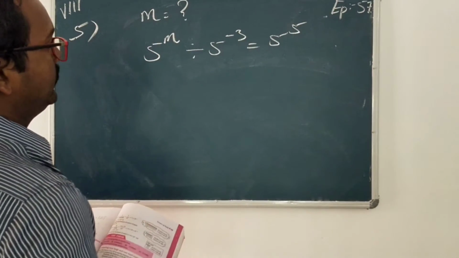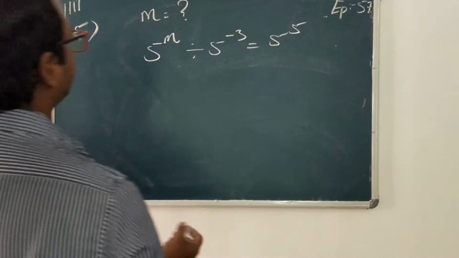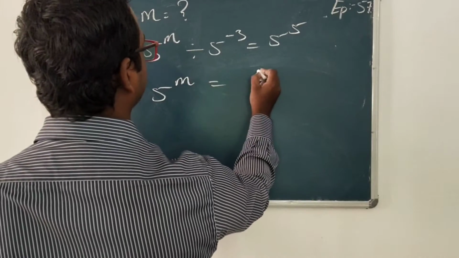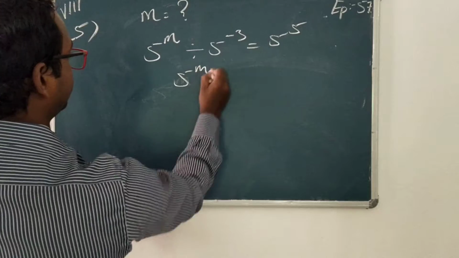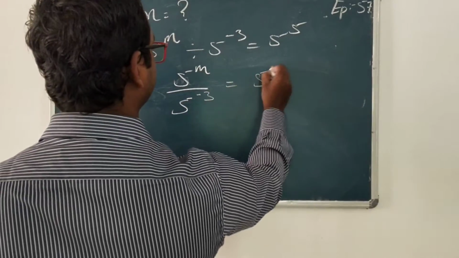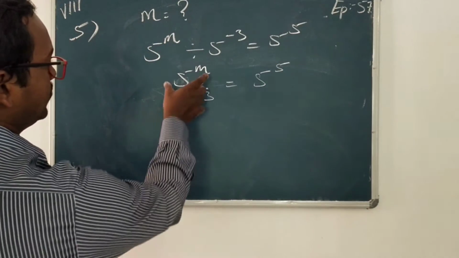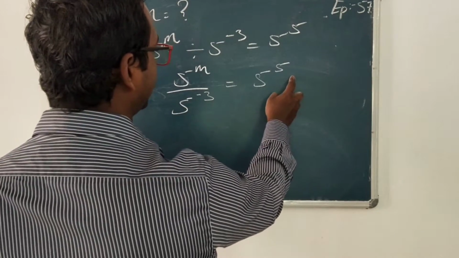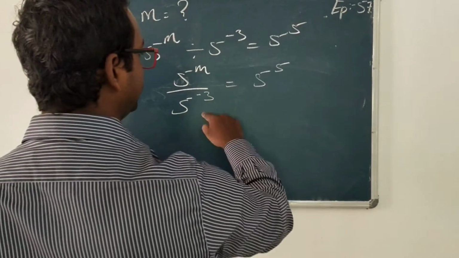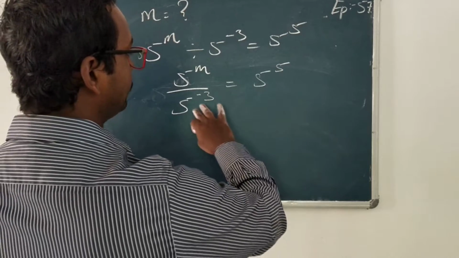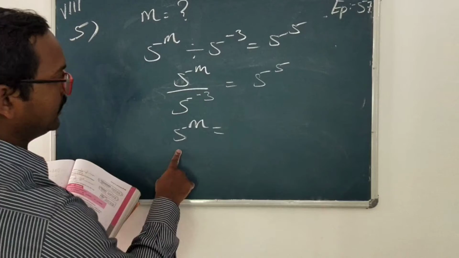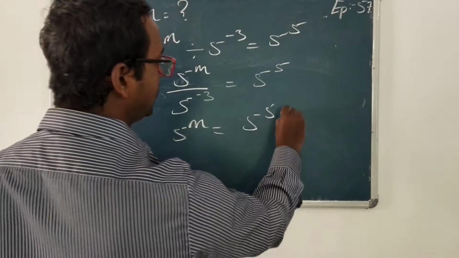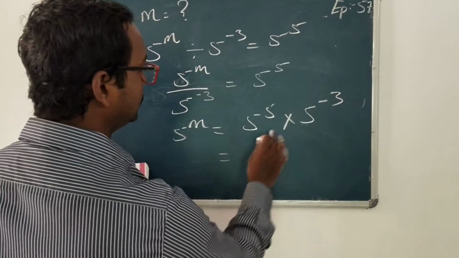So what we are going to do is solve this part. Division becomes... 5^m / 5^-3 is equal to 5^-5. We have to find the value of m. I am going to bring 5^-3, which is in the division, to the right hand side of the equal sign. Whatever is in division, when we move it to the other side, becomes multiplication. So 5^m we keep here, 5^-5 stays there, and 5^-3 moves and becomes multiplication. Here we have to solve it.